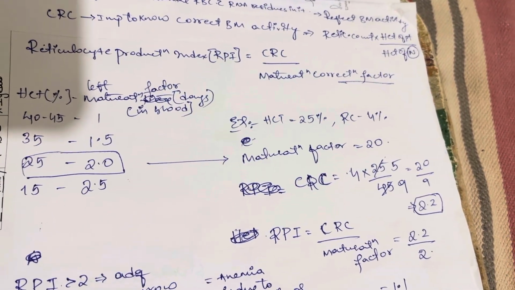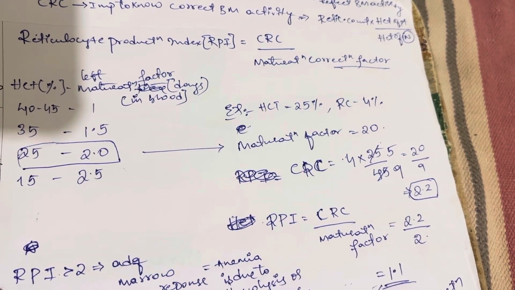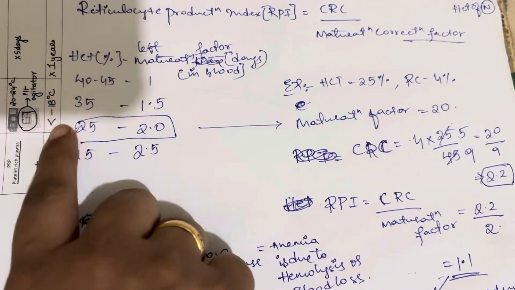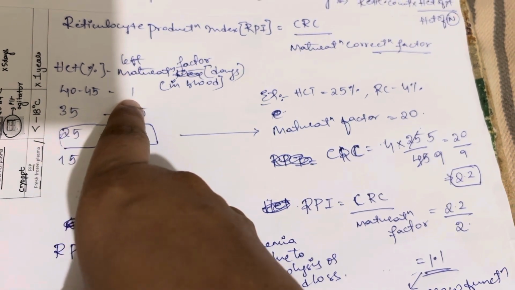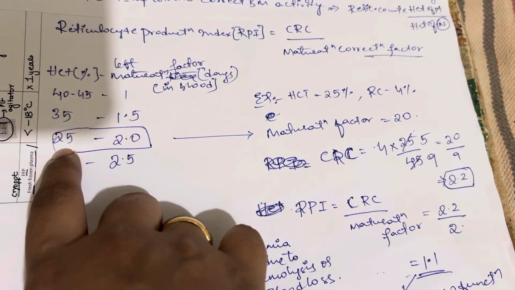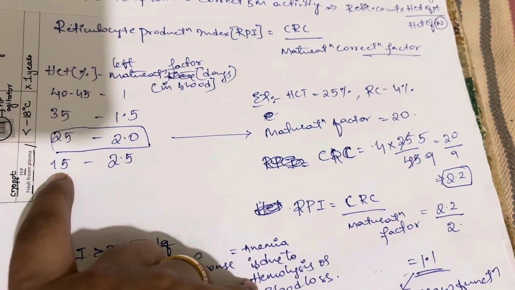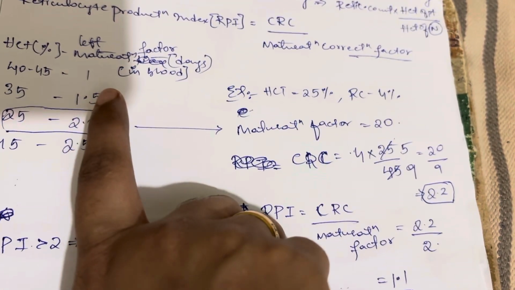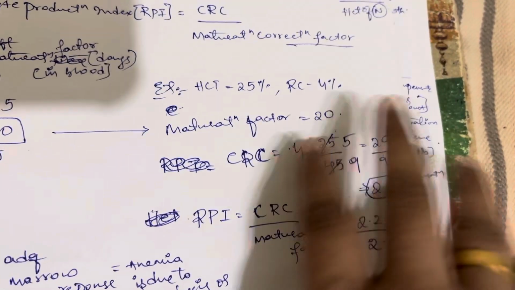Reticulocyte production index is equal to corrected reticulocyte count divided by the maturation factor. The maturation factor is: if hematocrit is normal, that is 40 to 45, it is 1. If it is 35, it is 1.5. If it is 25, it is 2. If it is 15, it is 2.5. So the reticulocyte production index is calculated this way.